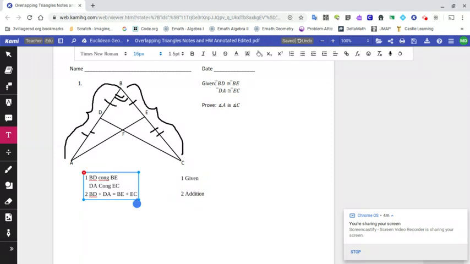Once I've done that, I can say BA equals BD plus DA, and I can also say that BC equals BE plus EC. Since the whole is equal to the sum of the parts, that is the partition postulate. Now I've got to do my substitution so that I can actually say that BA is congruent to BC. That will be by substitution.